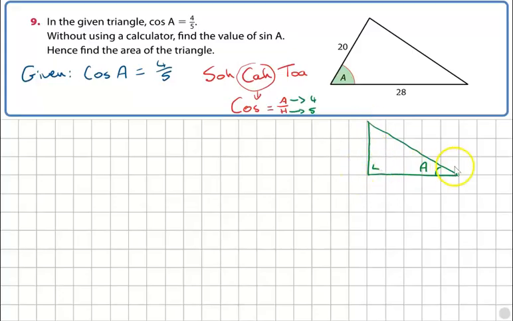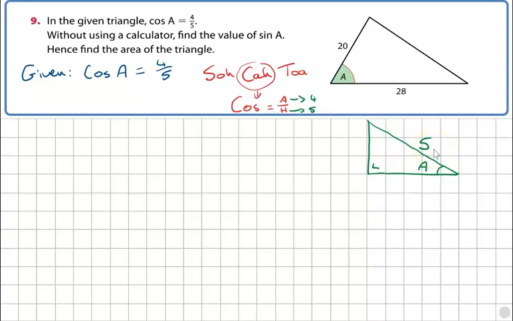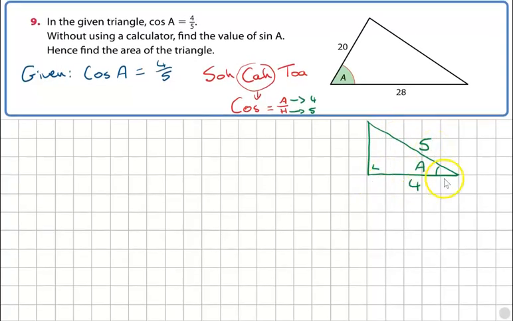So I'm going to draw out this triangle. I'm going to label angle A. The hypotenuse is 5 units, as we said here, so the denominator is 5. And the adjacent is 4 units. So we can label the third side as x. Then we're going to use Pythagoras' theorem to find x.